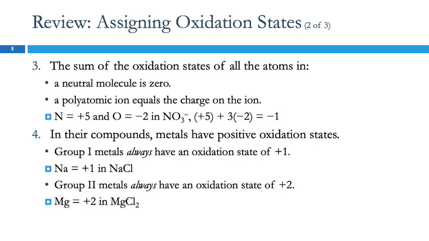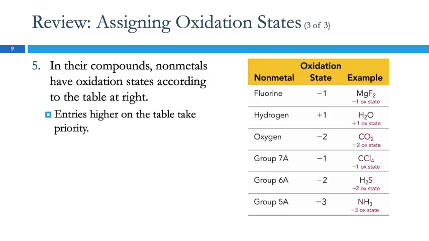Metals always have positive oxidation states, just like they always have positive charges. So this part's kind of redundant. Group 1 has a +1 oxidation state. Well, of course it does. They have +1 charges, right? Group 2 is +2. Just kind of saying it over and over again. So this is the part that is different, and we need to remember.